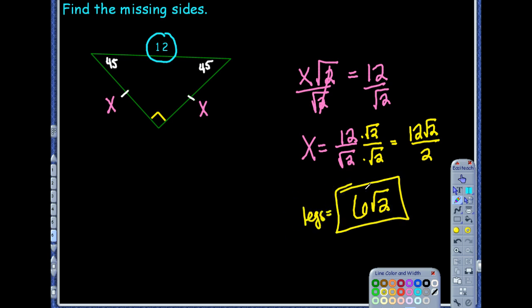Guys, make sure that all of your answers from this point forward are those simplified radicals. The only time we're going to give some decimal answers is really when we're looking at maybe a specific type of units. But otherwise, if it's a radical, we're going to be giving those simplified radicals.